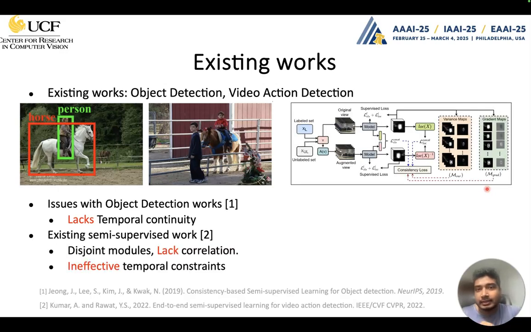The other aspect is video action detection. There is one work in CVPR 2022 which proposes to solve this problem. However, they look into two modules. Those two modules are disjoint and they lack correlation amongst them. And the temporal constraint is also not effective at all.